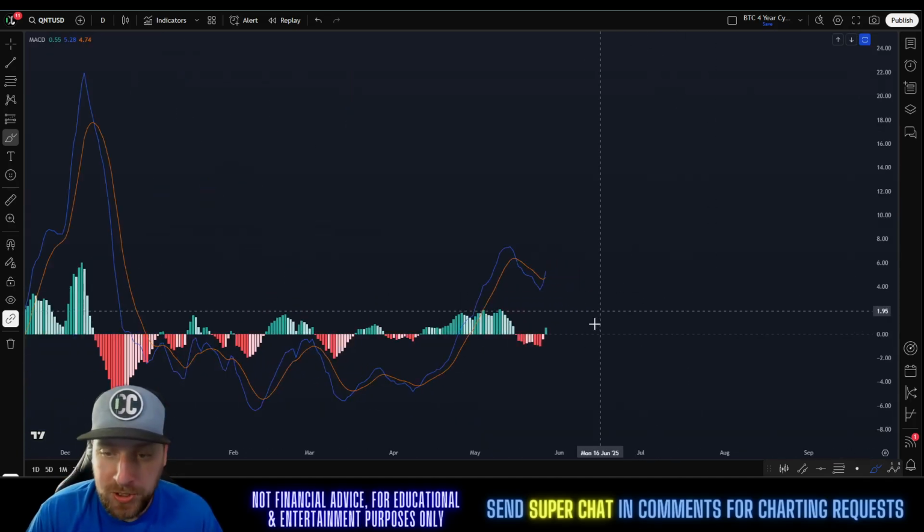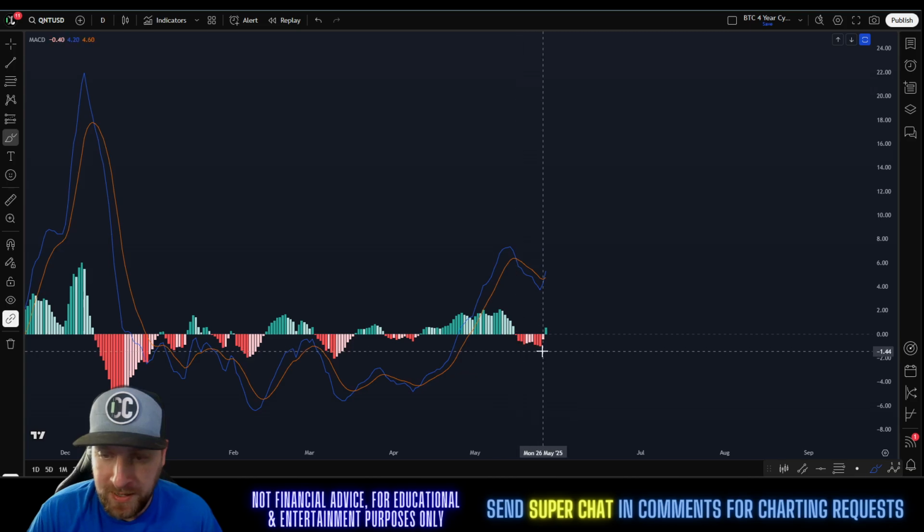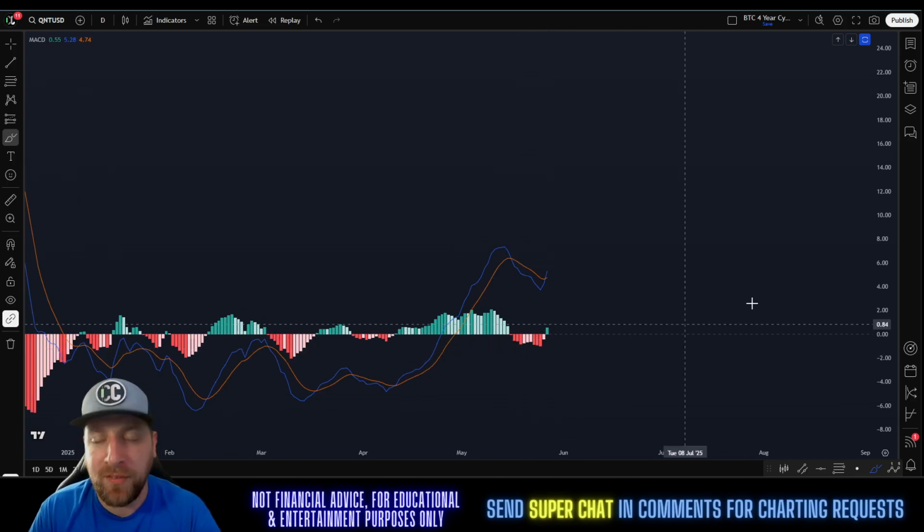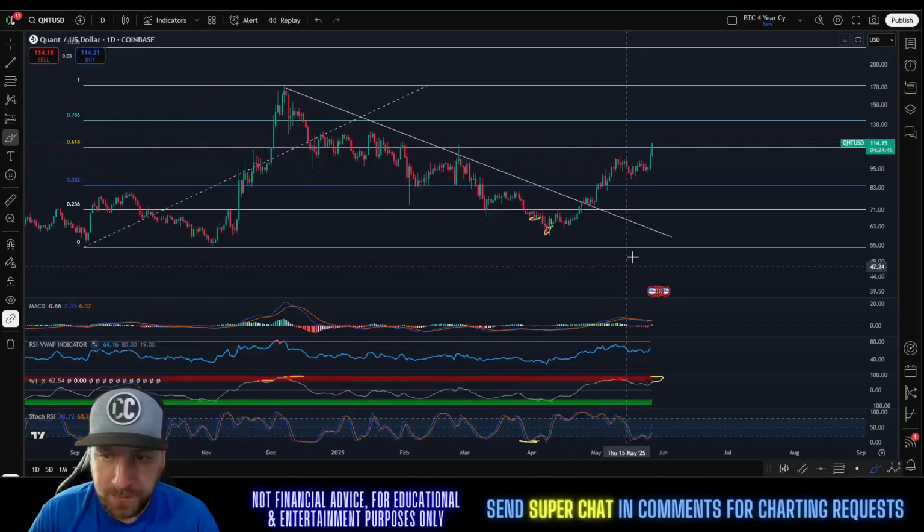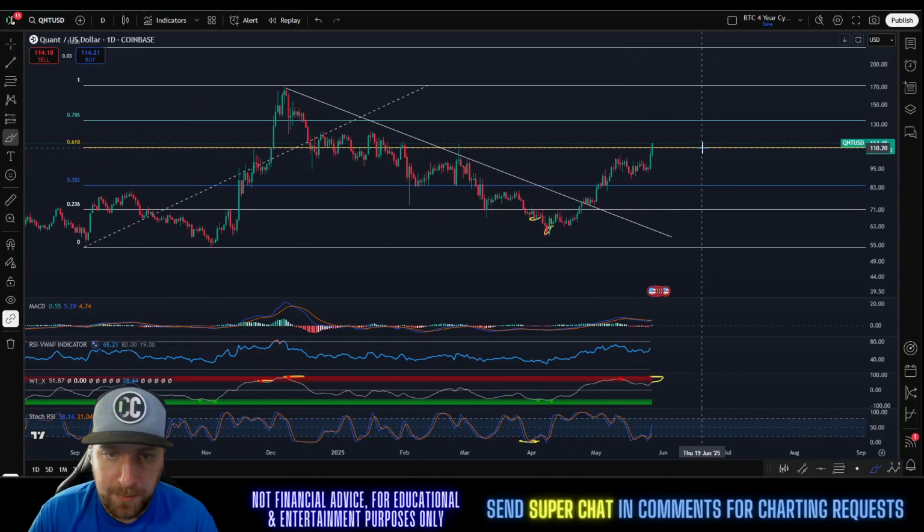We did cross over bullish here on the MACD as well. We were bearish since May 15th. We got a nice bullish engulfing candle that formed on Quant. So overall, the main focus here is to stay above $110. I believe that's going to be the case. This candle doesn't close for another 4.5 hours, however.